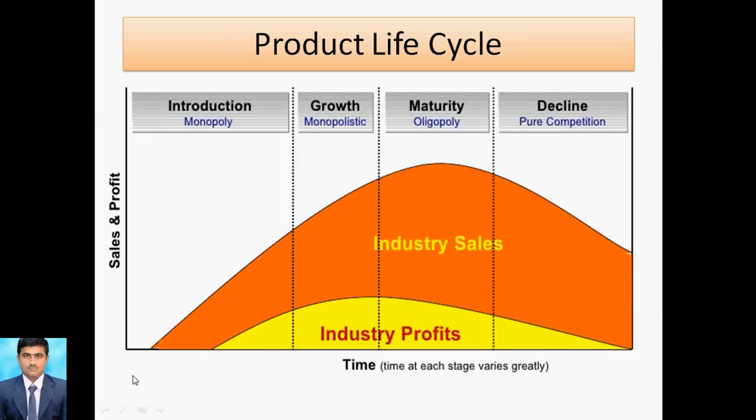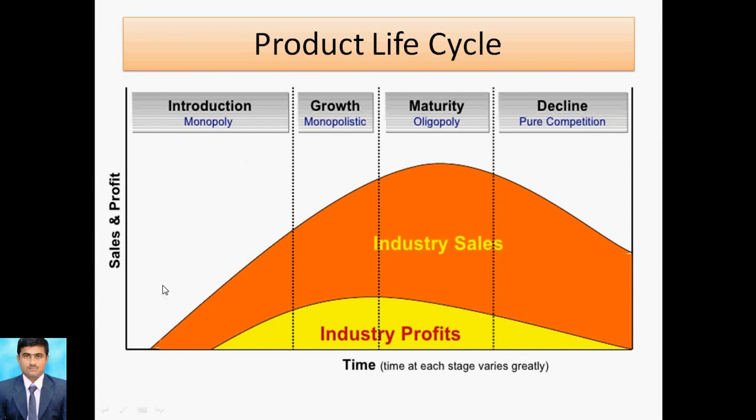First of all, we look at the product life cycle. As we know, the product life cycle is a graph of time versus sales and profit, and it is divided into four parts. The first phase is the introduction phase, the second is the growth phase, the third is the maturity phase, and the fourth is the decline phase. In the introduction phase the product is new to the market, that means it is unknown to the market, and it is a new concept to the customer.